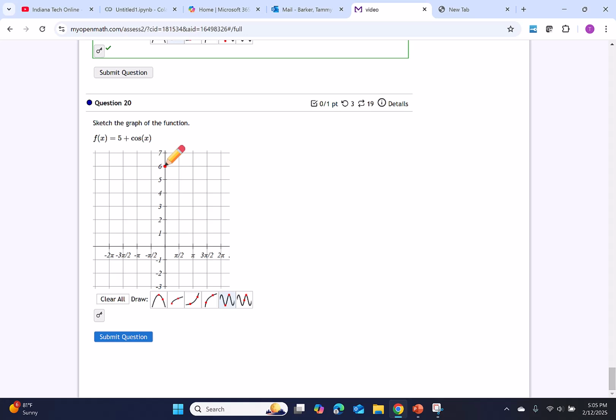There's my first point. Cosine then will go down, but we have to think about two things. We have to think about the period and we think how far down does it go. So starting at 6, my midline is going to go to 5, so my minimum should be at 4. Right now my period looks too small, so I want to move over to make sure I'm doing a full cycle of cosine in 2 pi. Now I can place my dot and push submit question.